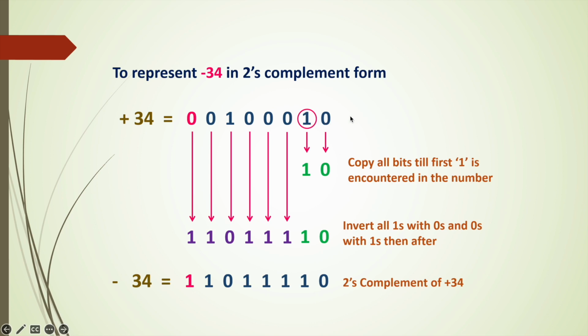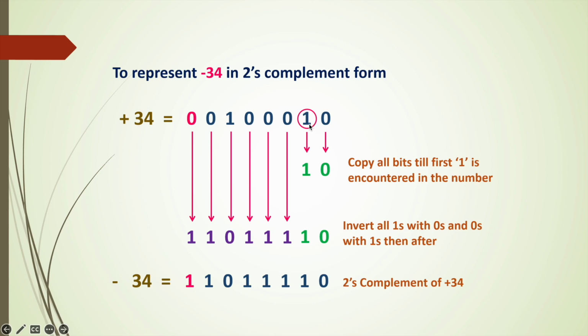We keep on tracing the 1 from the right side of a number. Suppose we have the value 34, which is 0 1 0 0 0 1 0, where the last bit is a sign bit. We can directly write the 2's complement, negative 34, by knowing this number. You trace the number from the right side.